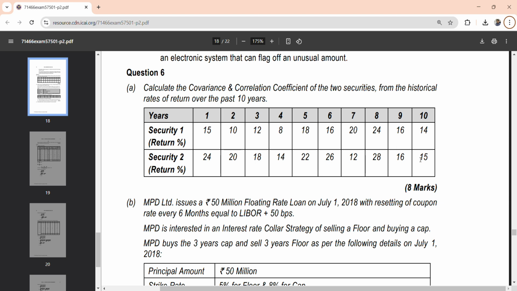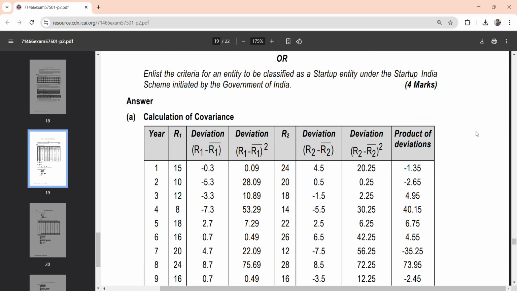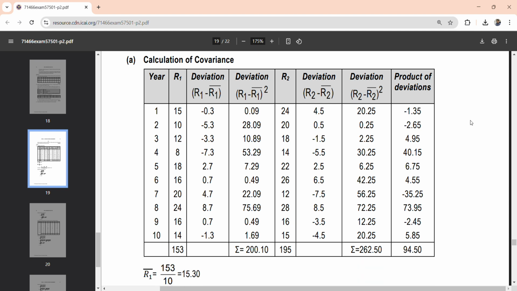So the security 1, security 2 returns across 10 years is given. What exactly you need to do is to arrive at the product of the deviation. First you have to find out the deviations of each, that is first R1. Each year if you total it comes to 153. So the average of R1, the mean, will be 15.3, because 153 divided by the total number of years, that is 10. And to compute the deviation, if you see 15 minus 15.3, that is minus 0.3.